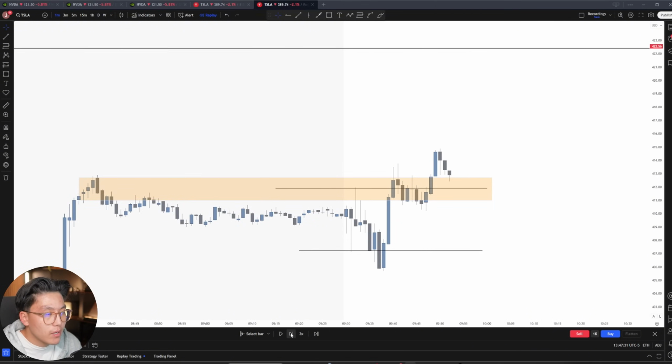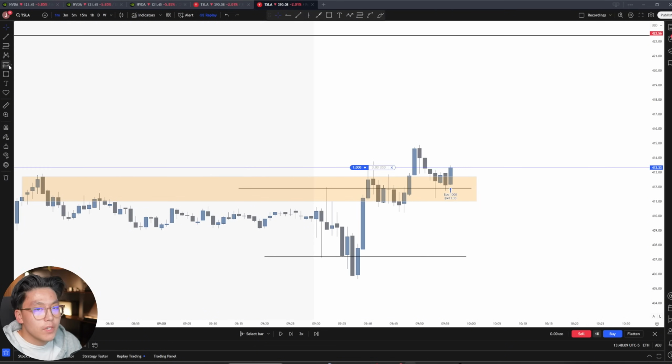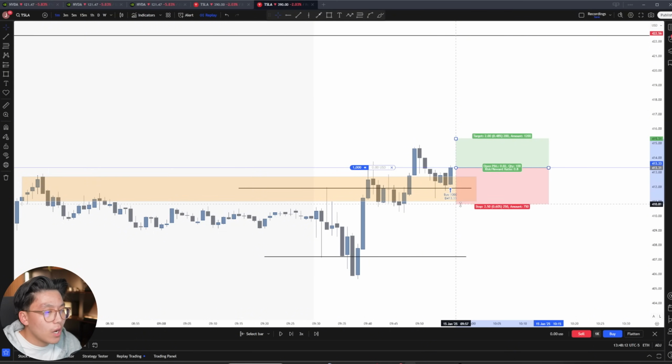So if we keep playing out the tape here, right here, you can see that on Tesla, we're having a super nice reaction off our 5-minute opening range. We have our nice couple candles right here as well. And now we have our confirmation candle when we close back above our previous candle. This is where we can go long with a stop just below.